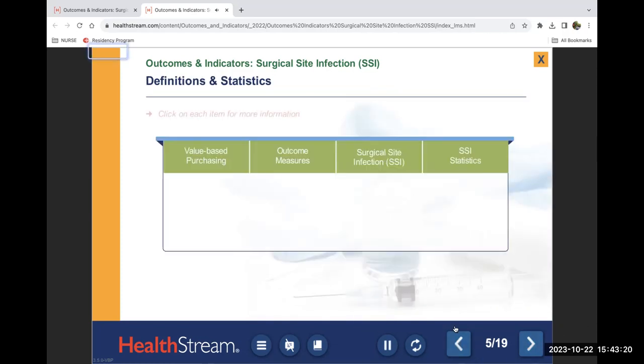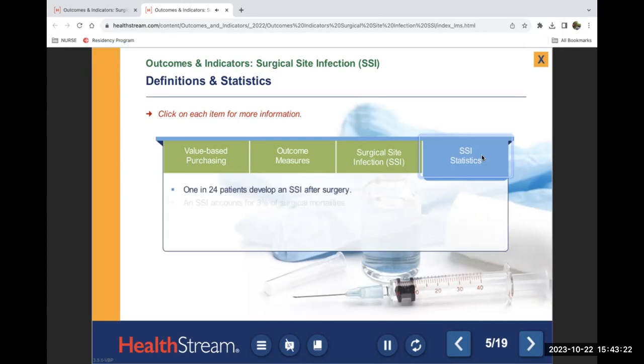Click on each item for more information. 1 in 24 patients develops an SSI after surgery. An SSI accounts for 3% of surgical mortalities. Up to 31% of all healthcare-acquired infections, HAIs, are due to SSI.